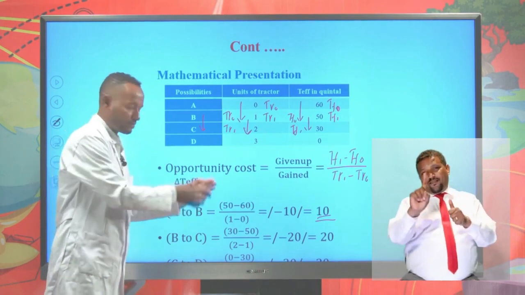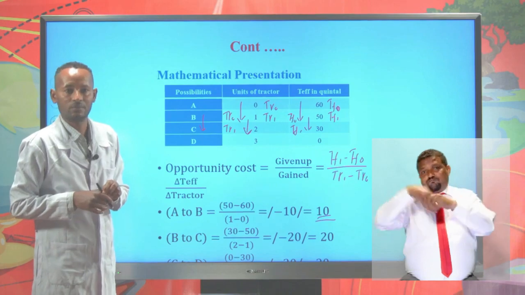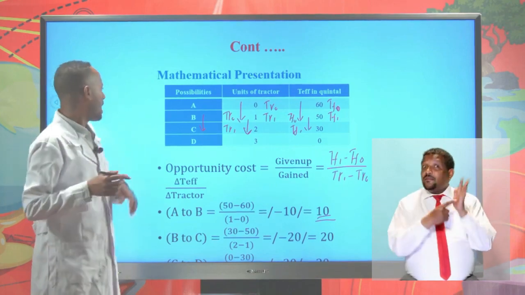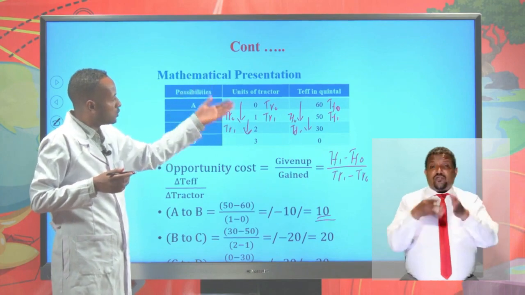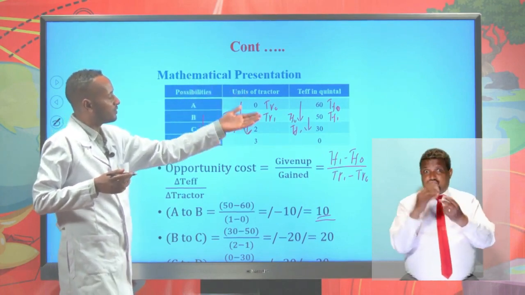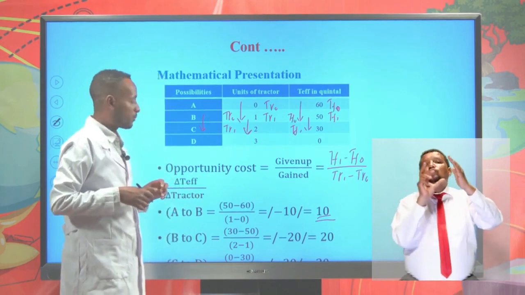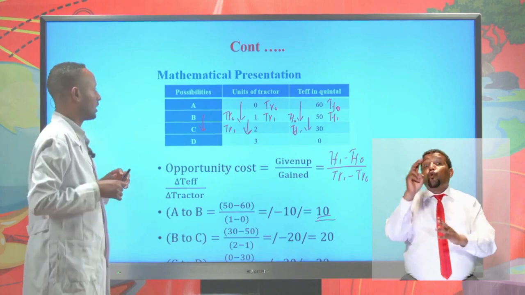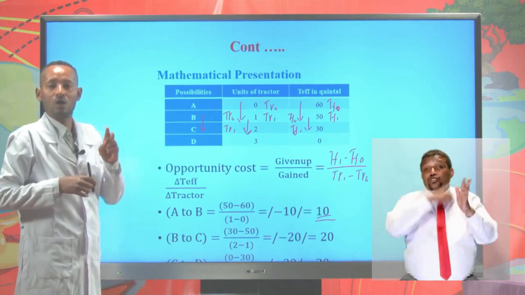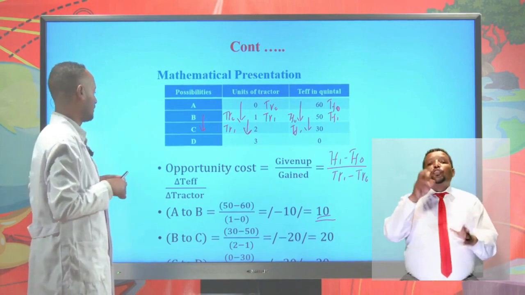So we are left with minus 20. When we put it out of absolute value, it is 20. This indicates that as Ethiopia increases production of tractor from 1 unit to 2 units, if the production of teff declined from 50 quintal to 30, then the opportunity cost of producing 1 tractor is 20 quintal. That means as Ethiopia wants to add 1 more tractor, it loses 20 quintals of teff.